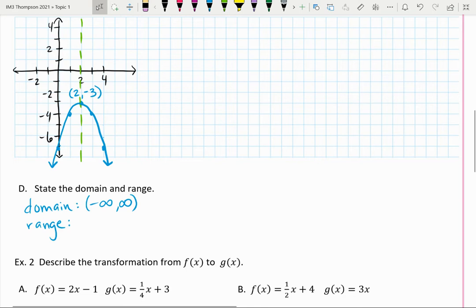My range, look vertically. So it goes down forever, but it does not go up forever. My top y number is -3. So it goes up to -3 and it does not go beyond. So it goes from -infinity to -3. It includes the point -3, so I have a square bracket.